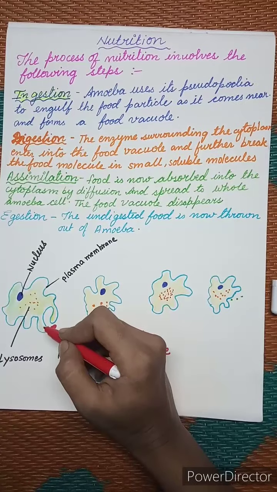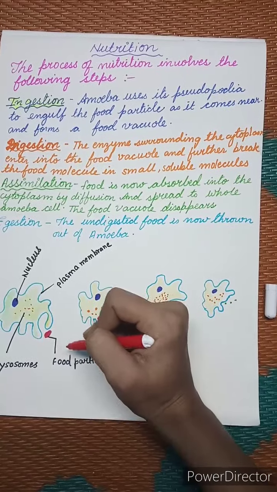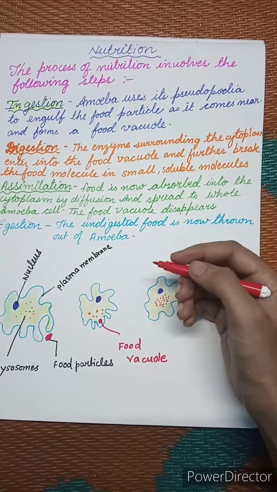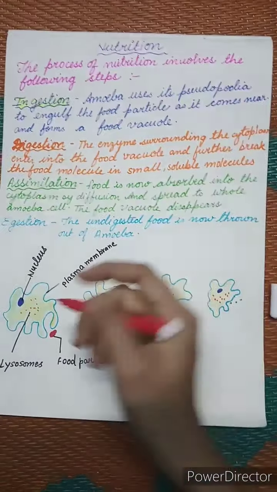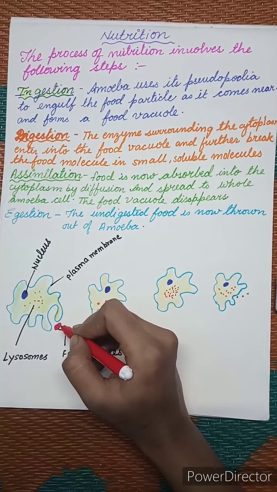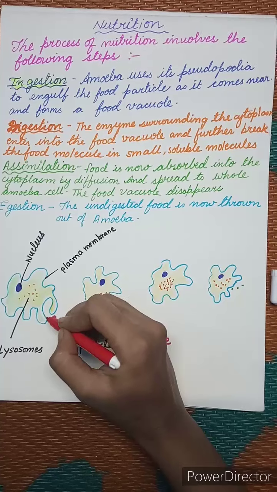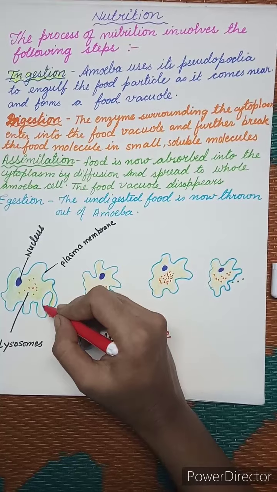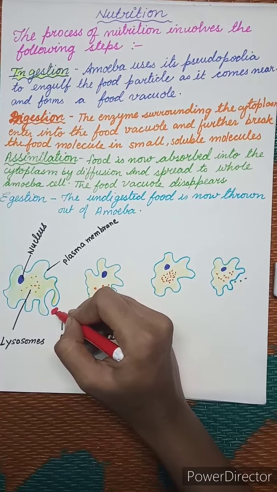And it forms a food vacuole as any prey comes near the amoeba. Prey means any organism which the amoeba is going to take. Okay children, suppose this is any prey, any organism. When it comes near the amoeba, it will open its pseudopodia. You can see it uses its finger-like projection to engulf this prey or this organism.